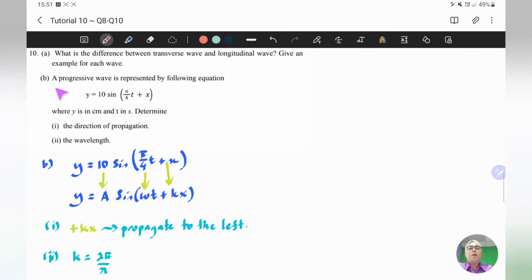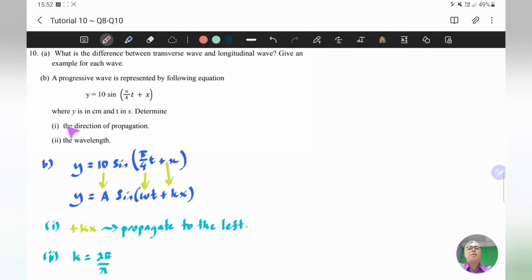Okay, 10B. A progressive wave is represented by the following equation, y equals 10 sin(pi over 4 t plus x), where y is in centimeters and t in seconds. Determine the direction of propagation and the wavelength. The general equation of a wave is y equals A sin(omega t plus kx). So from the equation given, this is the amplitude, this is omega, which is pi over 4, and this is k, which equals 1.